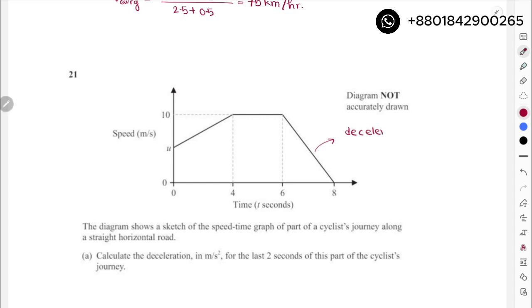So deceleration, this one indicates a downslope line, and a straight line, right? A straight line indicates basically constant gradient, and a downslope line indicates negative constant gradient, which eventually becomes your deceleration. This one is your acceleration, and this portion between 4 to 6 seconds was your constant speed.